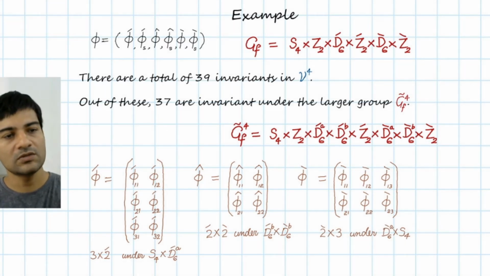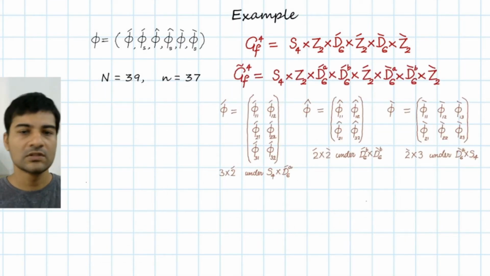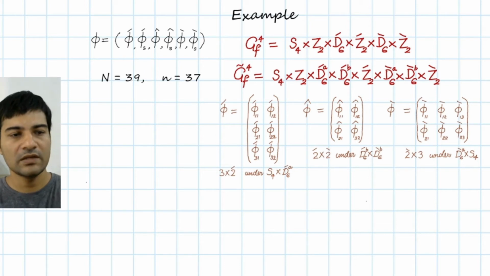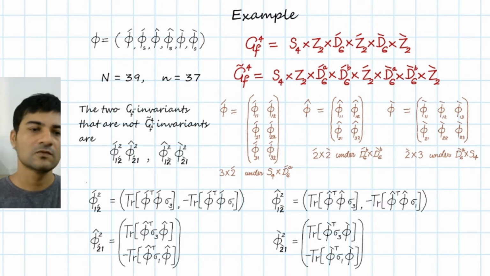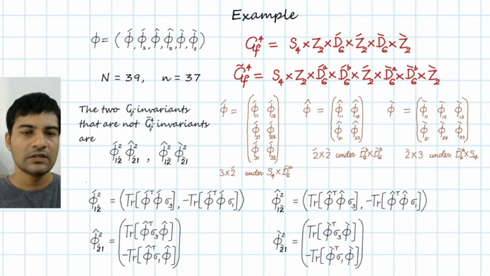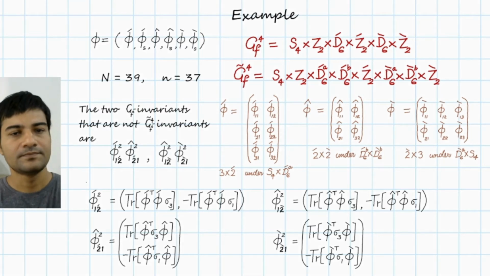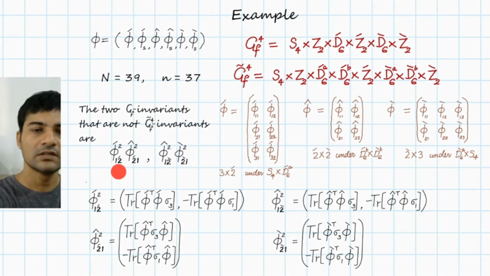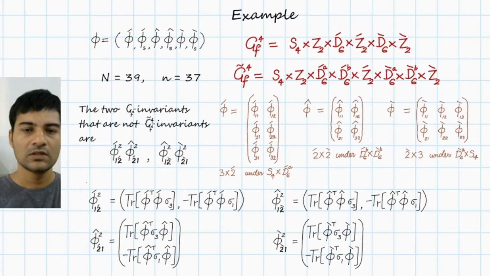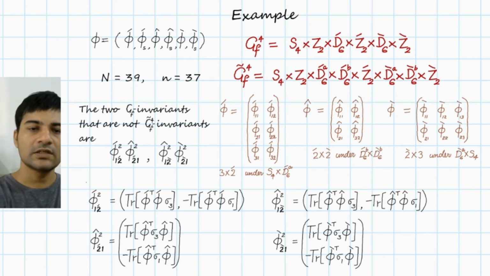Now, what are those two terms which are not invariant under this larger group? They are given here. These are those two terms, the 38th and 39th terms. These terms are constructed with the following four multiplets. Let's look at them one by one.